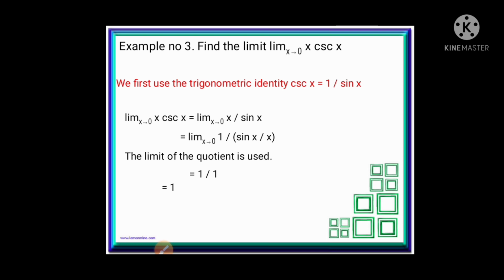So example number 3. Find the limit of x cosecant x as x approaches 0. So we first use the trigonometric identity: cosecant x is equal to 1 over sine x. So the limit of x cosecant x as x approaches 0 is equal to the limit of x over sine x as x approaches 0, which equals the limit of 1 over sine x over x as x approaches 0.